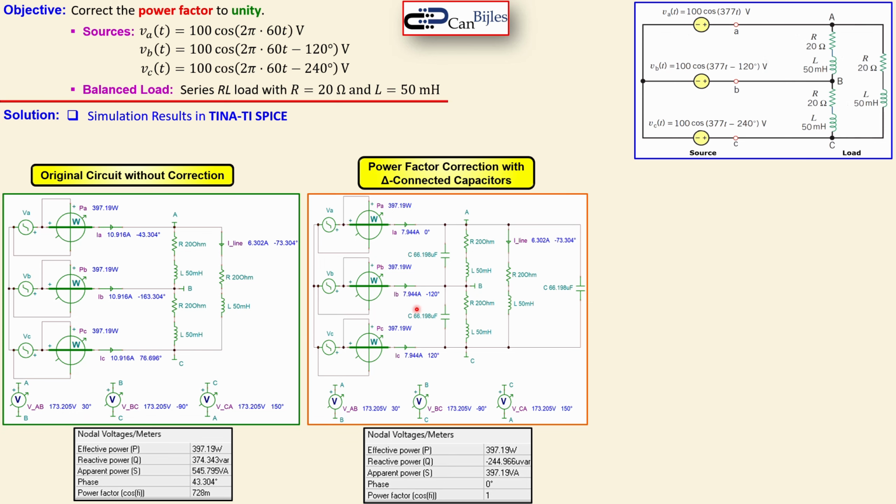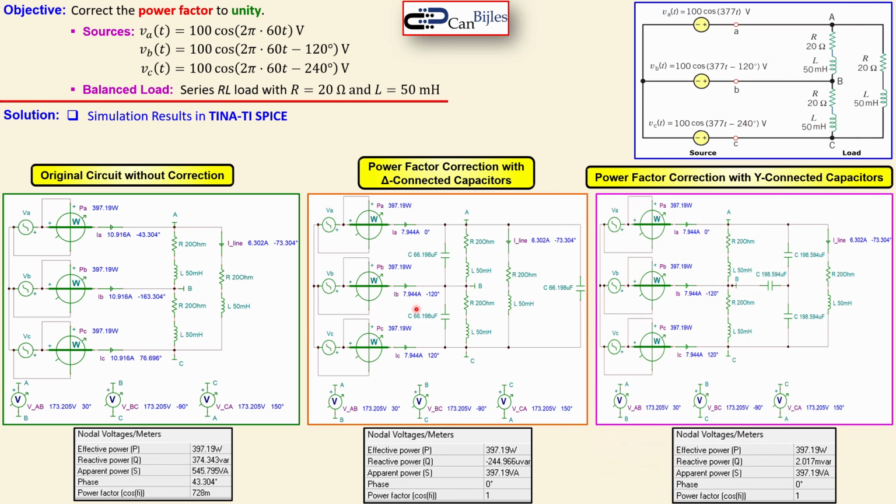Now, this is for the delta connected capacitors. We go now to the star or the Y connected capacitor. You see here the capacitor C, C, another C, but now 3 times larger. But the conclusion is exactly the same. So we have again a phase of 0 degrees and a power factor of 1. And we also see that the phase currents are also much smaller than the original situation without the correction, but same as the delta connected capacitor corrections. So we see indeed that we have achieved our goal and also verified this in TINA-TI SPICE.